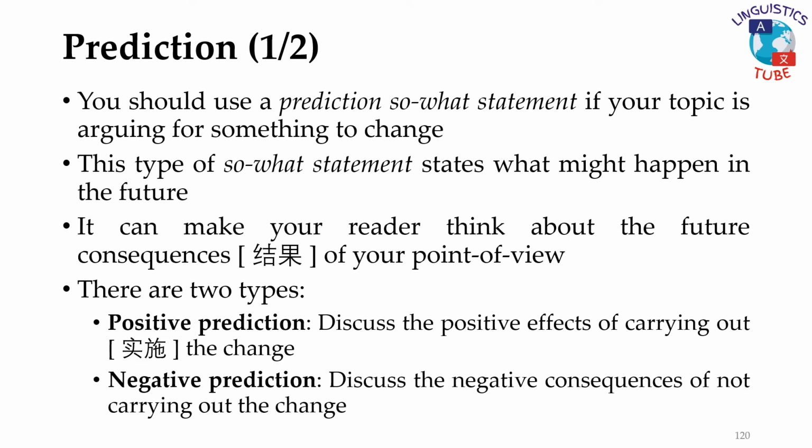If you want your essay to have a more uplifting conclusion, then use a positive prediction, in which you discuss the positive effects of carrying out the change for which you are arguing. On the other hand, your conclusion will be more serious and dooming if you use a negative prediction, where you discuss the negative consequences of not carrying out the change. This type of so what statement can be very effective if your topic is thought-provoking, because a prediction can make your reader think about the future consequences of your point of view.